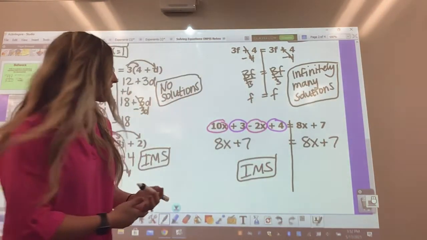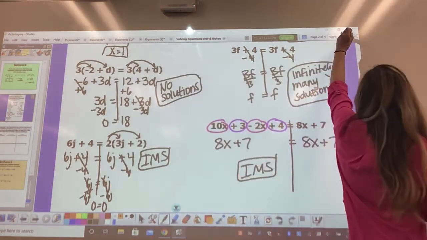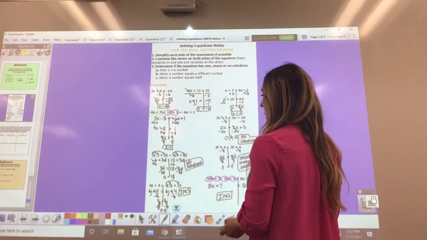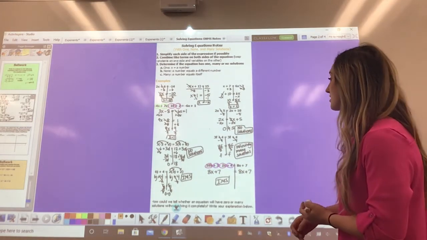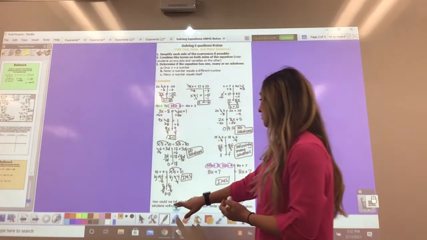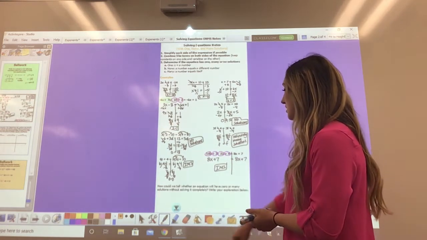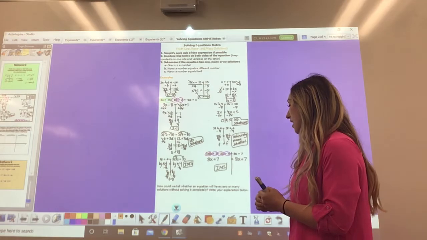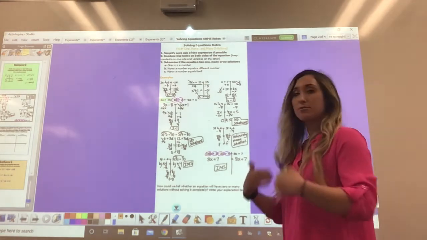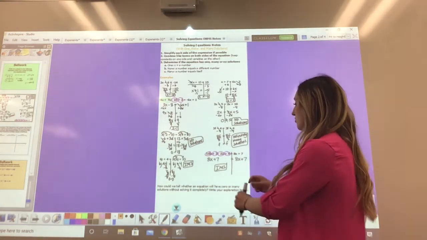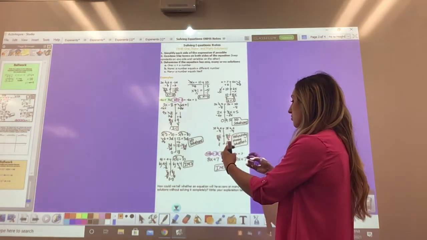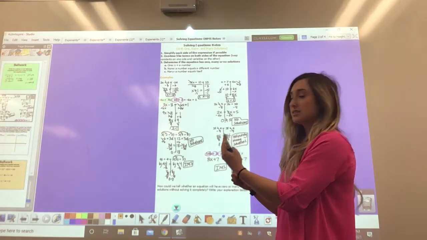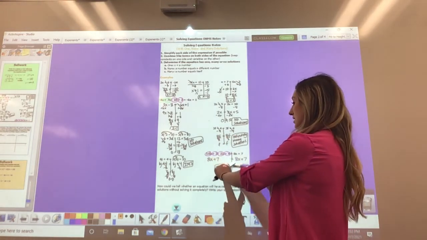So hopefully you kind of saw a pattern between the equations with no solutions, infinitely many solutions, and one solution. So that's what I want us to write down here. How could we tell whether an equation will have 0 or many without completely solving it? And hopefully you noticed if we simplify the equation to where there's a variable and a term on both sides, if they end up being the same, it's infinitely many.